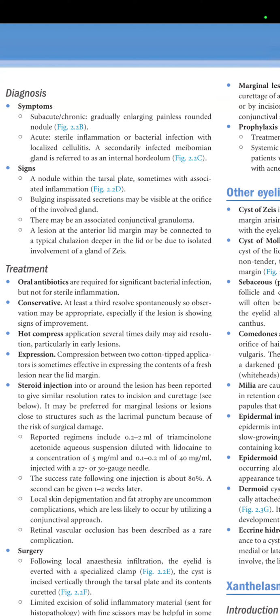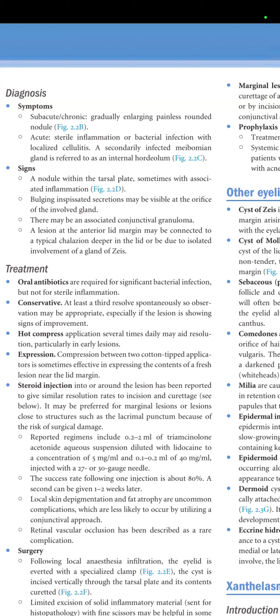Signs are a nodule within the tarsal plate, sometimes with associated inflammation. You know that meibomian glands are present within the tarsal plate, so this nodule will be within the tarsal plate. So whenever you find a person with a chalazion, you will feel that it is deeper than it usually looks. Bulging of inspissated secretion may be visible at the orifice of the involved gland. There may be an associated conjunctival granuloma.